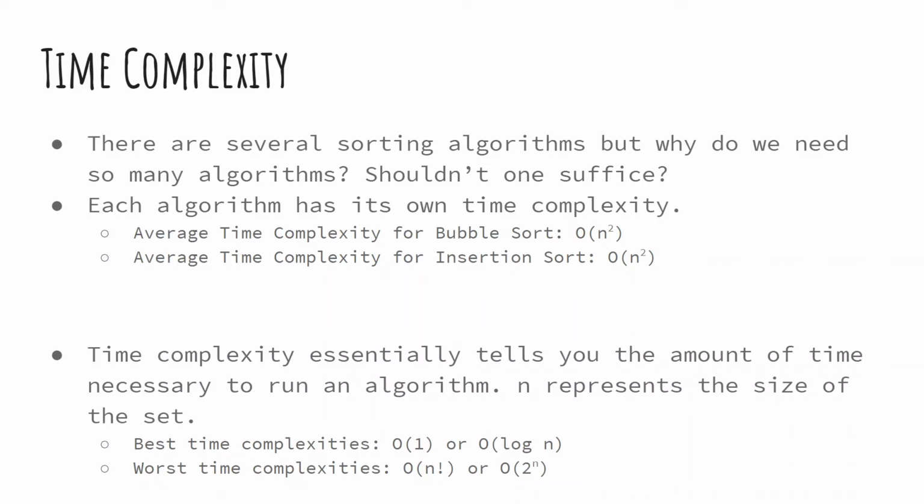There are several types of time complexity. Our first type is O(1), and all that means is that regardless of the size of the set, the time it'll take to run the program will be the same. And then O(log n) shows that as you increase the size of the set, the time it takes to run will increase in a logarithmic fashion. And then our worst time complexities are O(n factorial) and O(2 to the power of n). Those are just the relationships between the size of the set and the time it takes to run it.